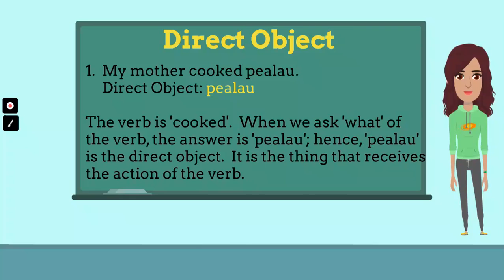You identify the verb here is cooked. Cooked what? The answer that you get is pilau. Hence, pilau is the direct object. So basically, what we're saying is that pilau is the thing that receives the action of the verb. So the verb passes on its action to the word pilau, hence the direct object.